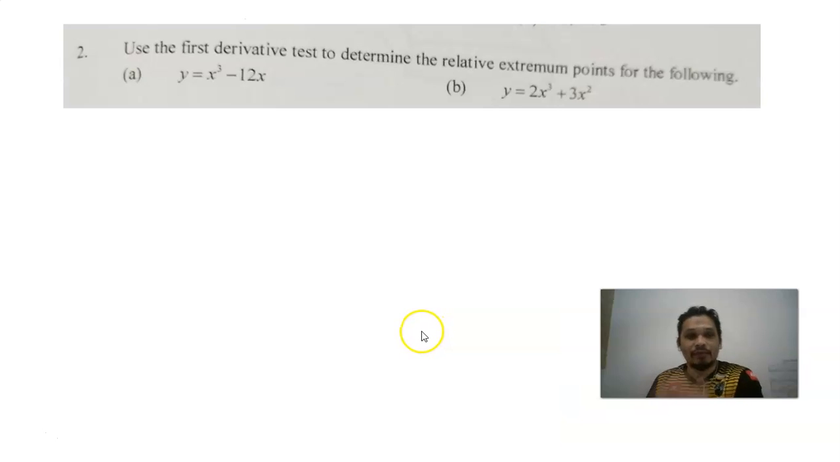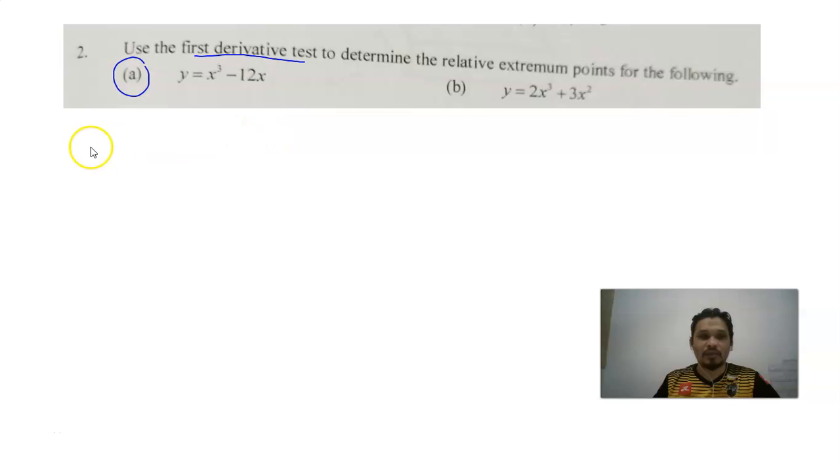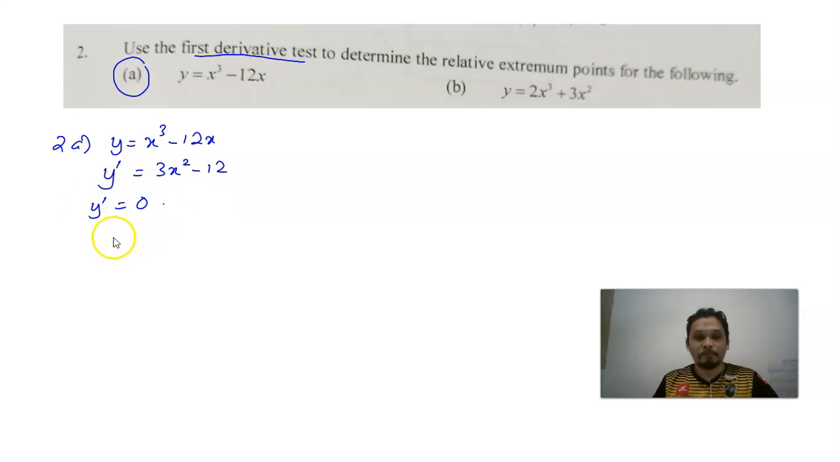Okay, I chose the first one here, and let's continue with question A. Use the first derivative test to determine the relative extremum points for the following. Number 2a: y equals x cubed minus 12x. Using the first derivative test means that we differentiate once only. y prime equals 3x squared minus 12. Then we make y prime equal to 0, so 3x squared minus 12 equals 0.